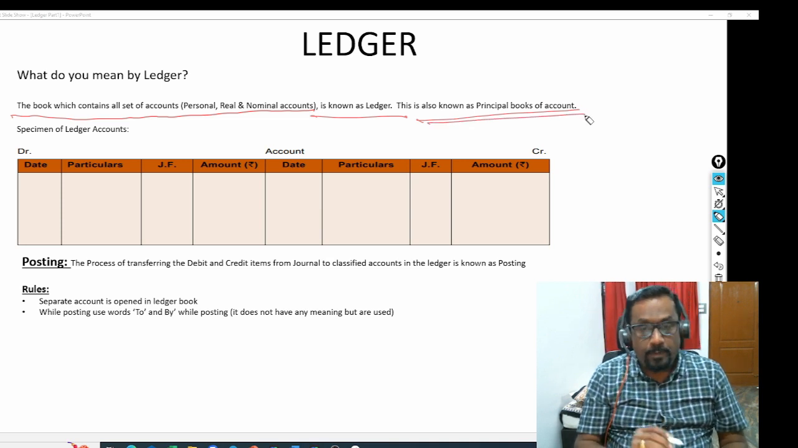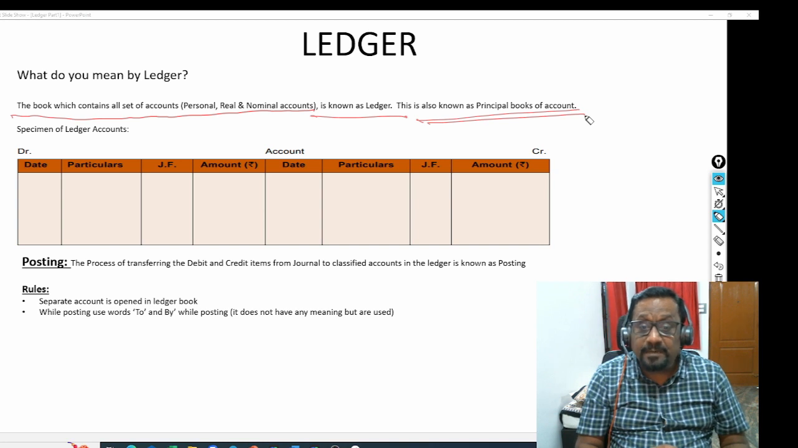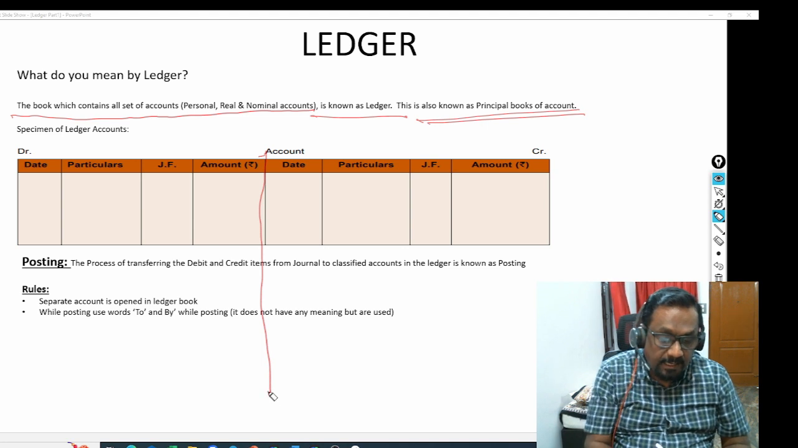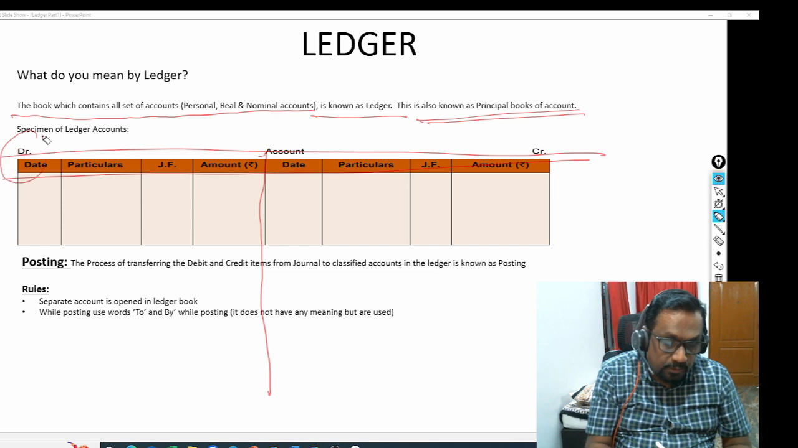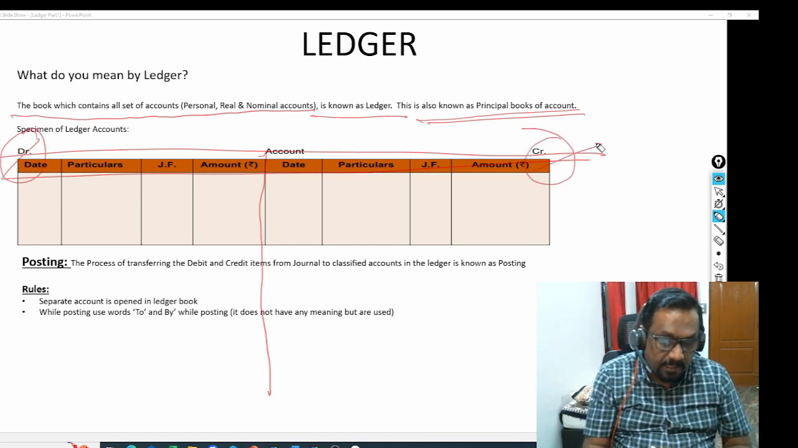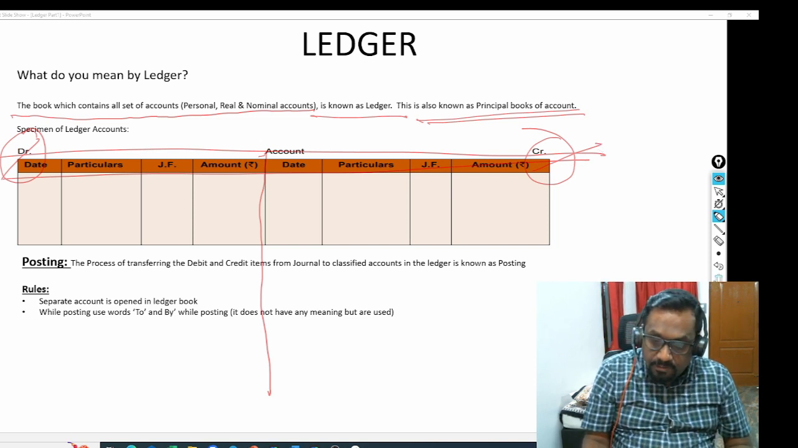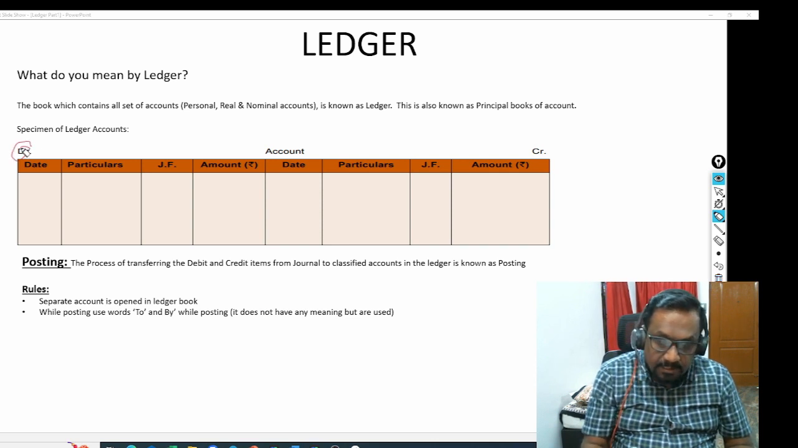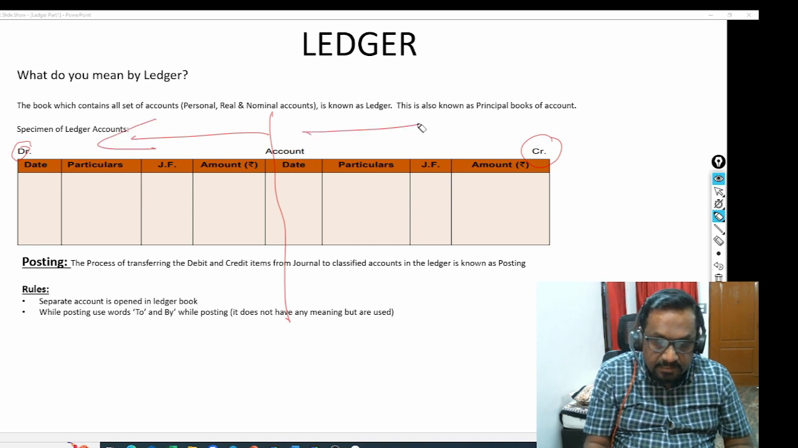Now, as I said previously, this account is a classified statement which is in the form of T. See here, this is the center line. This is in the form of the English letter T. And this has two sides, the debit side and the credit side. See the specimen, how this account is going to look. This is the debit side, this is the credit side, and each is divided into two parts, left side and right side.